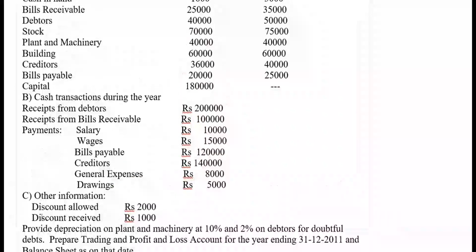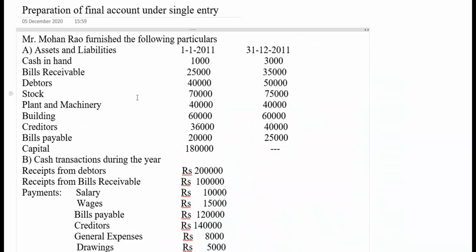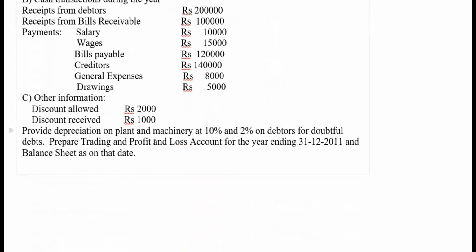When we go through this problem, we have not been provided with the opening capital. For that reason we need to prepare the opening statement of affairs to find out the opening capital. Then we need to prepare the bills receivable account to know how much acceptance is received. Then the total debtors account to find out the credit sales. We need to prepare the bills payable account to find out how much acceptance is given. Then the total creditors account to find out the amount of credit purchases made. Now let us go for the solution.